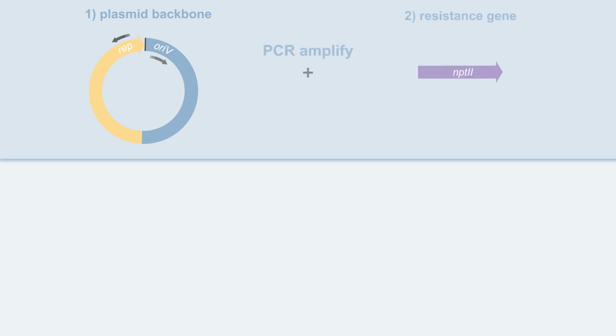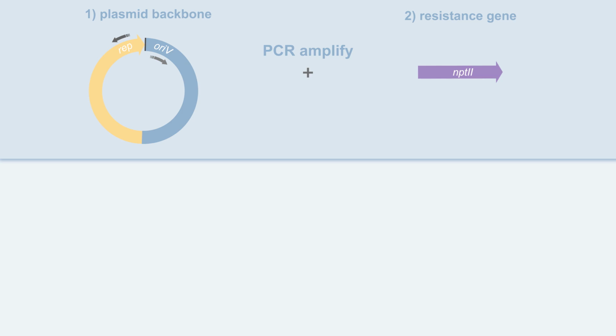To build a model plasmid that encodes an antibiotic resistance gene, choose a plasmid backbone and PCR amplify the backbone using a high-fidelity polymerase and primers that bind on the plasmid template. In our case, we use the pBBR1 plasmid backbone. Next, amplify the resistance gene nptII, including the native Tn5 promoter, using a high-fidelity polymerase.